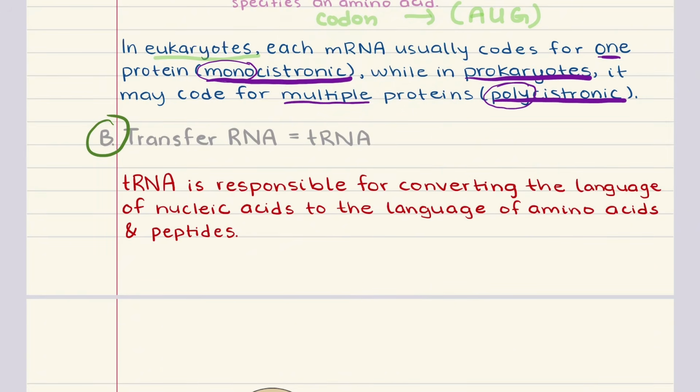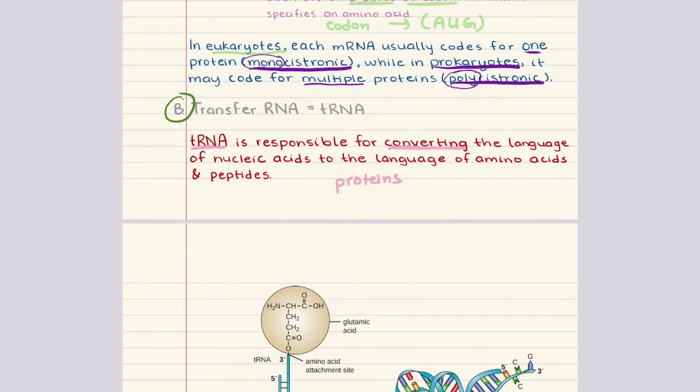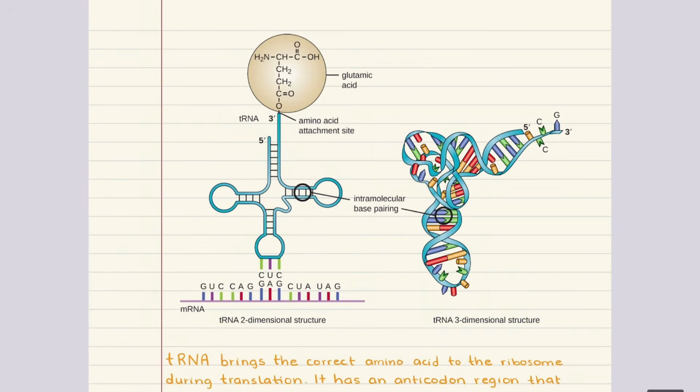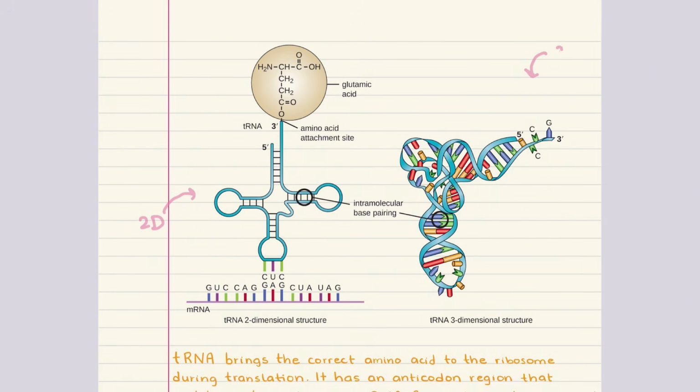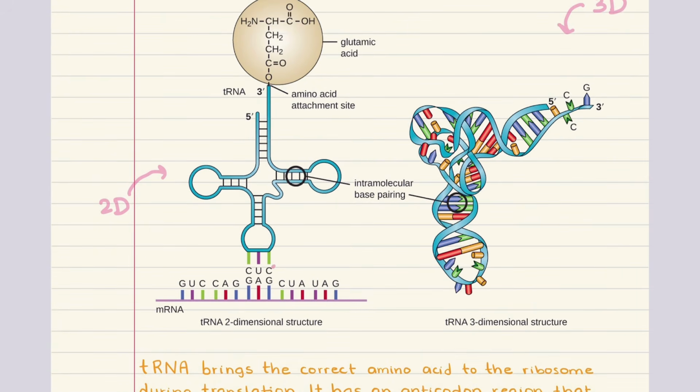Next, we have transfer RNA, or tRNA. tRNA is essential for translating the genetic code into the language of proteins, and its job is to bring the correct amino acid to the ribosome during protein synthesis. tRNA has a distinct cloverleaf shape when it's drawn in 2 dimensions, but it folds into a more compact shape in 3 dimensions. At one end, it has an anticodon, which is a set of 3 bases that are complementary to a codon on the messenger RNA.